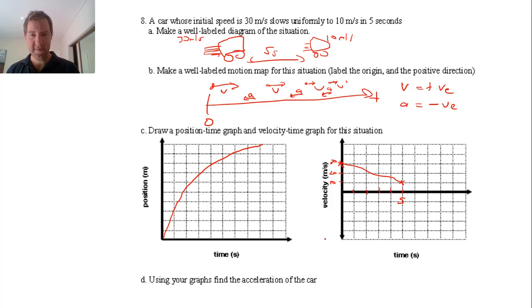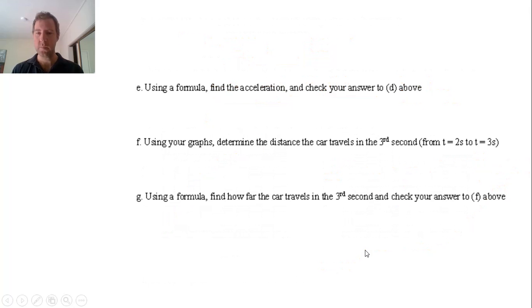From my velocity graph, my acceleration is rise over run. And it goes from 30 down to 10, so it rises by negative 20, and the run is 5. Let's put the units in meters per second, seconds. 20 divided by 5 is 4 meters per second squared, and that was negative. So this is the answer here.